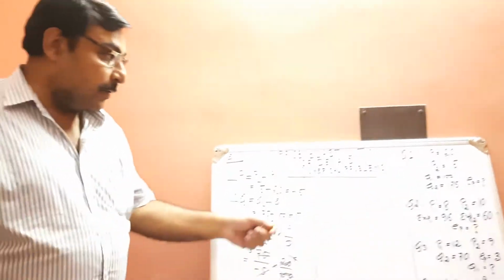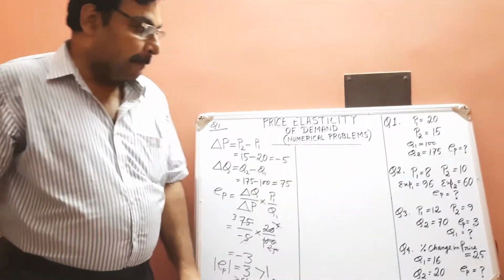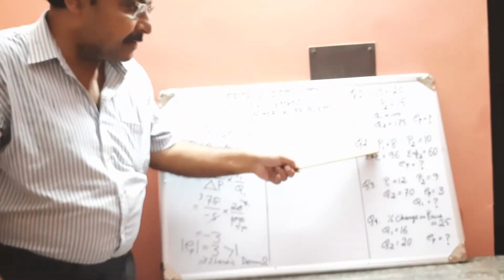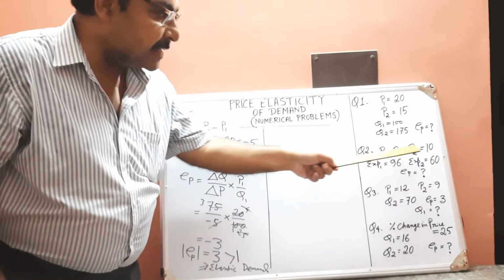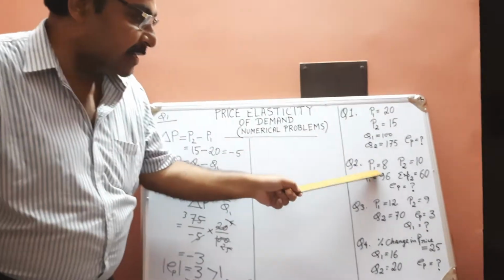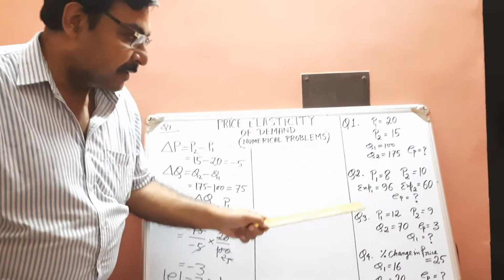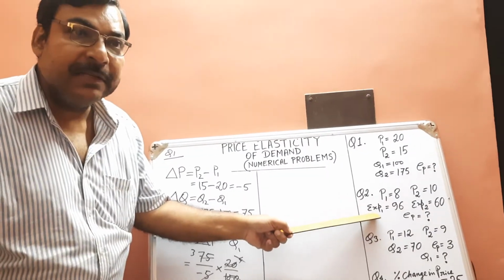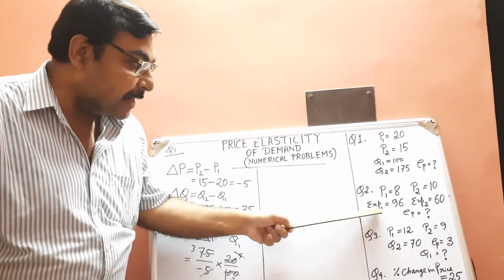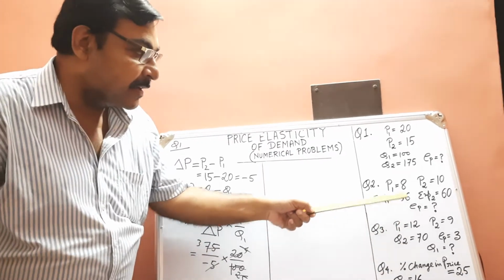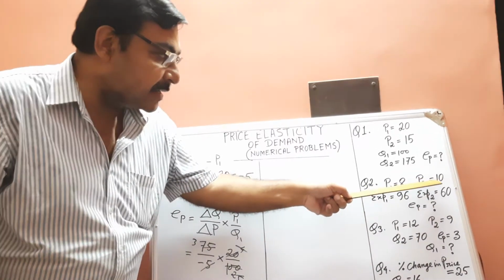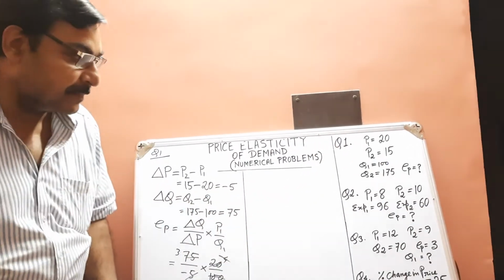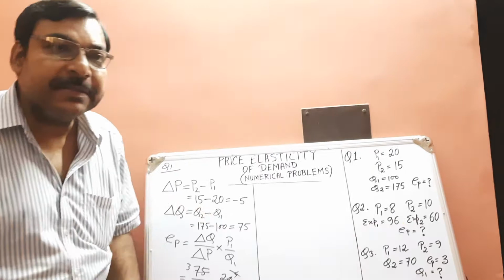Now see the second question. In the second question, initial price is given 8. Change price is given 10. So price rises from 8 to 10. And you are given initial expenditure, not demand. Demand is not given. Initial expenditure is given 96. Change expenditure due to rise in price: expenditure changes to 60. This information is given. And you are asked to calculate price elasticity of demand.